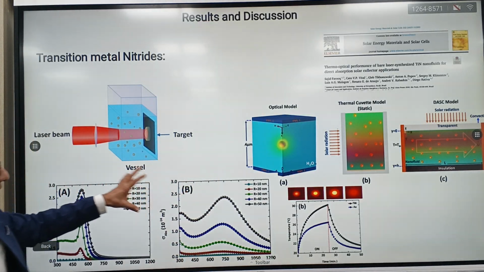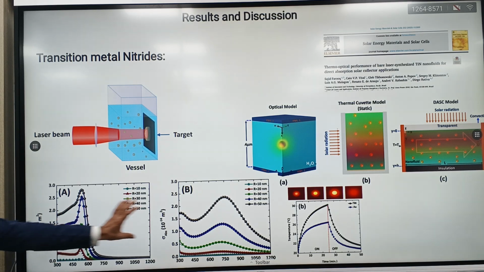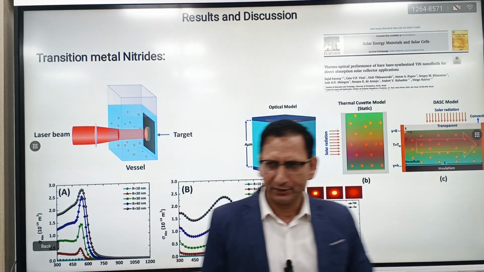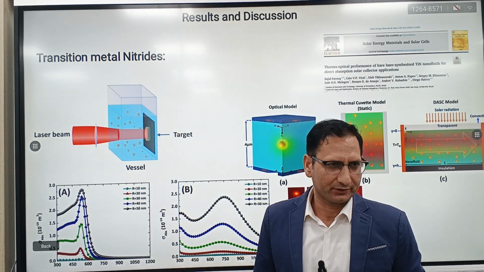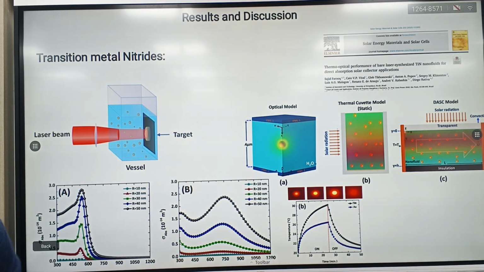So here we use titanium nitride. Why do we use titanium nitride? This is gold and this is titanium nitride. You see the difference? How broad is that? With the same size. We prepared this nanoparticle with laser ablation. Why? Because gold nanoparticles, as I told before, after 5 or 6 months, aggregation starts, agglomeration starts. You cannot use them as a nanofluid.